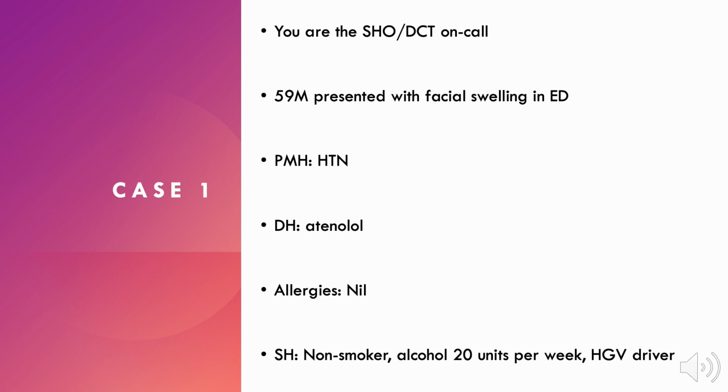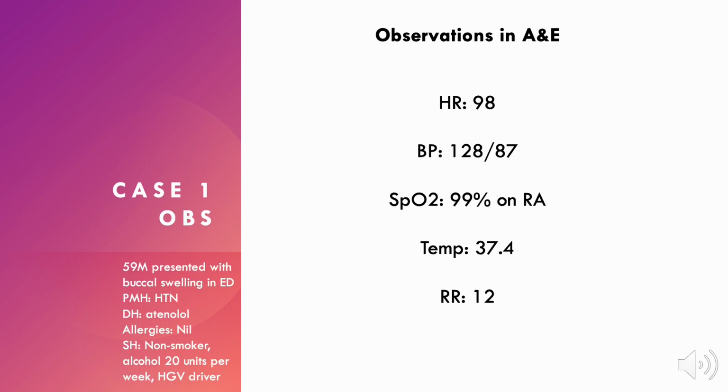Now, you've taken the history. What else would you like to get from the patient or from the notes? You want to have a little look at their observations. So at presentation in ED, they've got a heart rate of 98, a BP of 128/87, SATs of 99% on room air, a temp of 37.4, and a resp rate of 12.